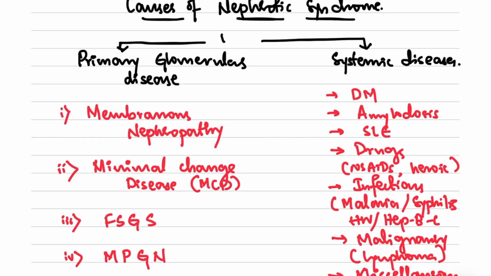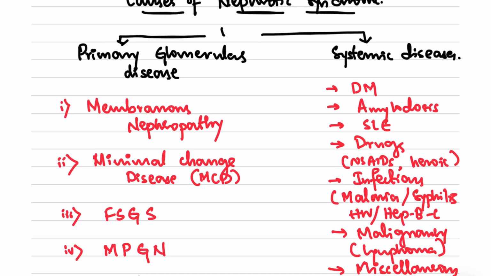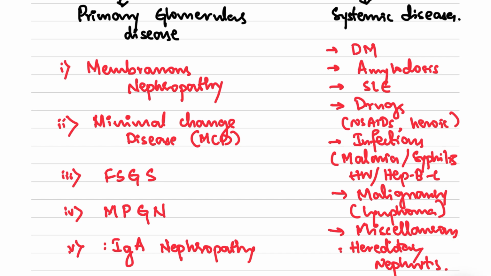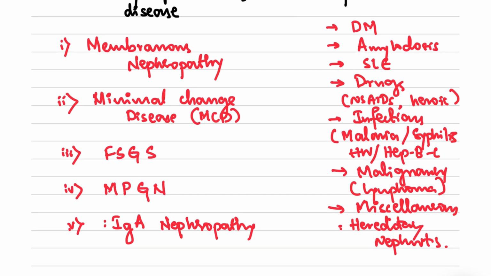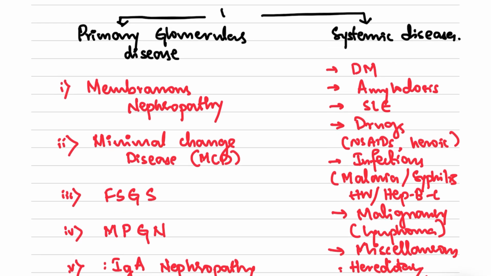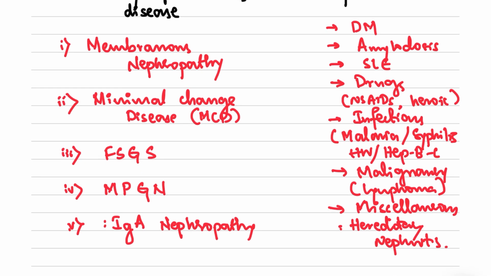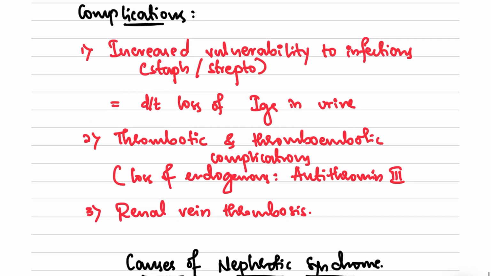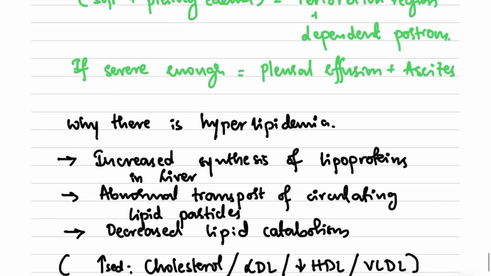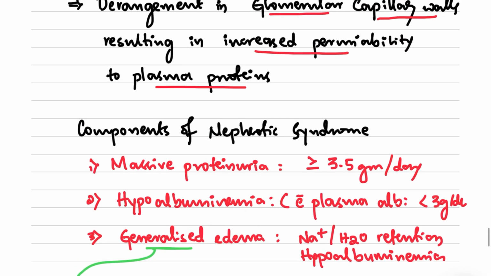So these are the causes of nephrotic syndrome. It could be primary glomerular disease such as membranous nephropathy, minimal change disease, FSGS, MPGN, as well as IgA nephropathy. It can occur in the background of systemic diseases such as diabetes, amyloidosis, SLE, drug induced in the case of NSAIDs and heroin, infections such as malaria, syphilis, HIV, hepatitis B and hepatitis C, malignancies such as lymphoma, and miscellaneous causes, that is hereditary nephritis. So this is the basics of nephrotic syndrome, its complications and why it is occurring.